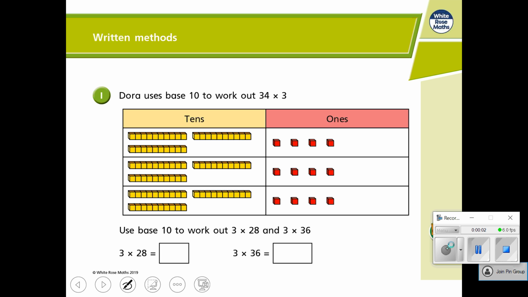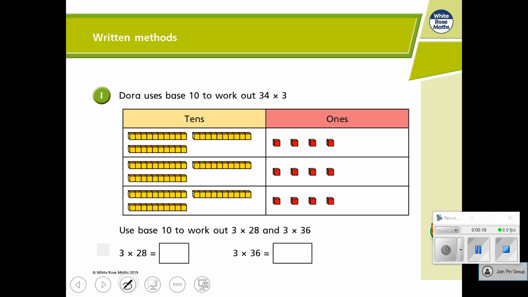And welcome to the first White Rose lesson after our holiday. Now, over the next few weeks, we will be looking at written methods for both multiplication and division. Today, we will start with multiplication, and we'll start by looking at this question here.